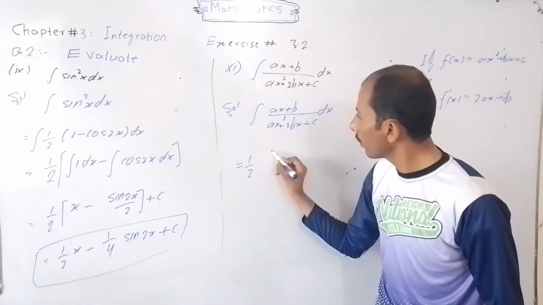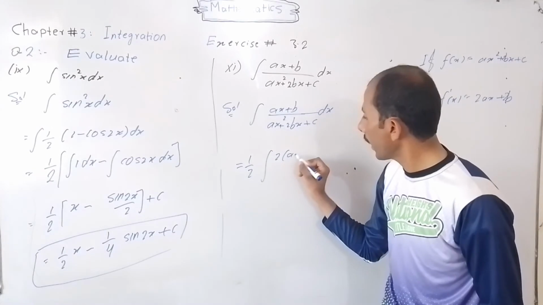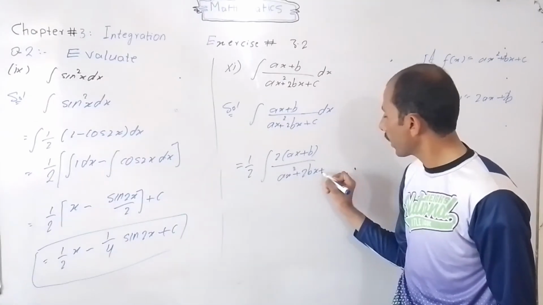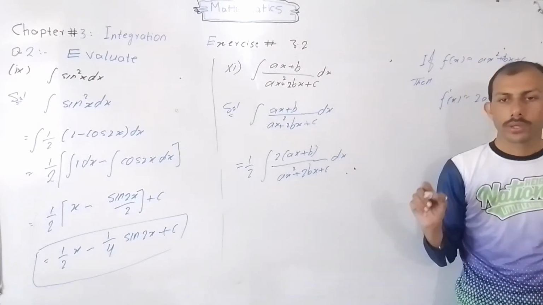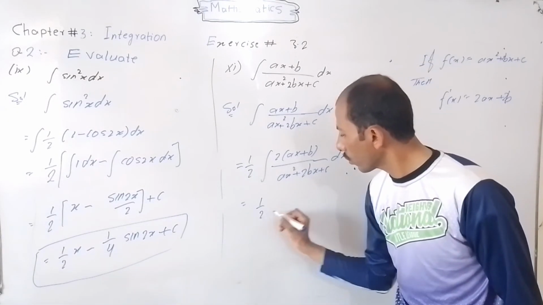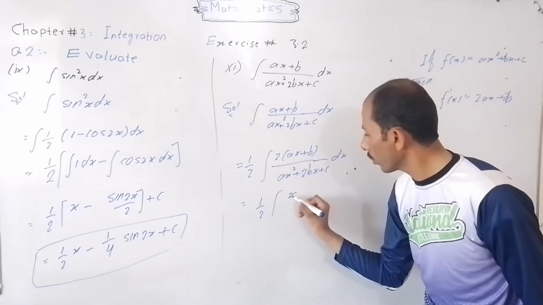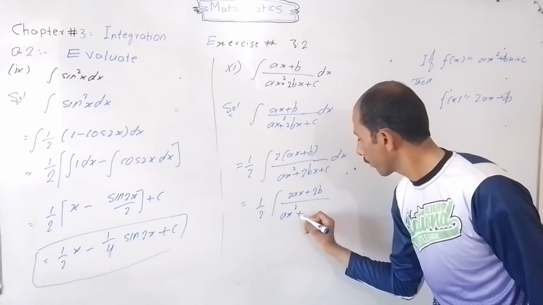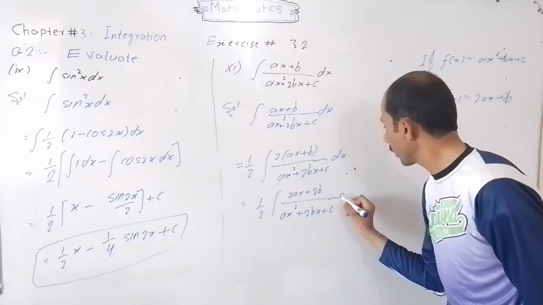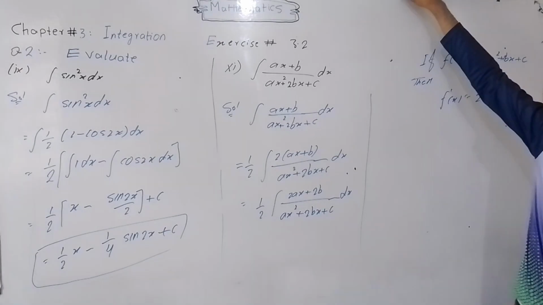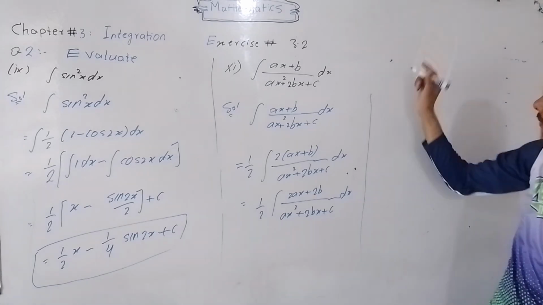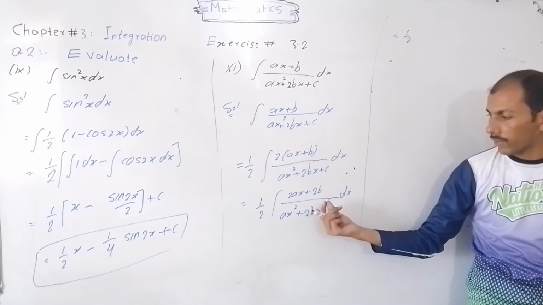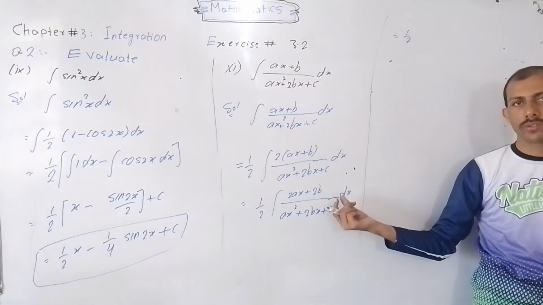Is equal to 1 divided by 2 into, dividing and multiplying by 2, ax plus b divided by ax square plus 2bx plus c into dx, which is equal to 1 divided by 2 into 2 multiplied by 2ax plus 2b divided by ax square plus 2bx plus c into dx, which is equal to 1 divided by 2, derivative of ax square is equal to 2ax, plus derivative of 2bx is equal to 2b, plus derivative of constant c is equal to 0.